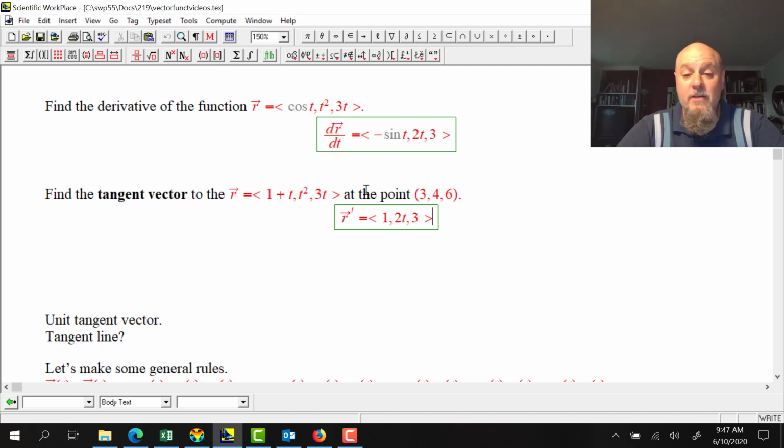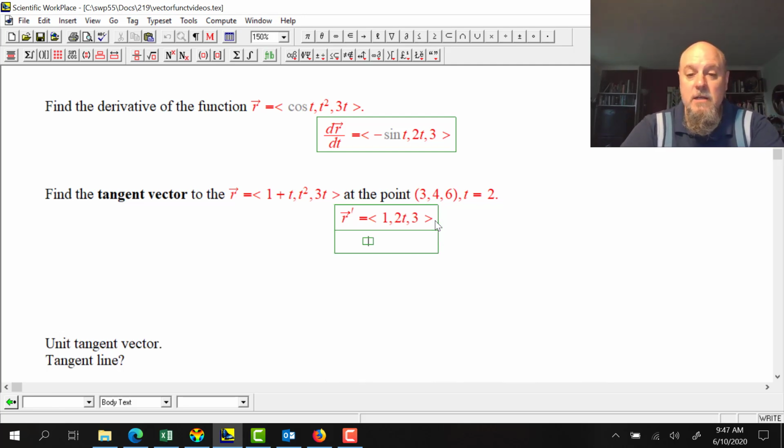We want the tangent vector at this point, 3, 4, 6. First off, this curve goes through the point 3, 4, 6, when t is equal to 2. The x component is 3, the y component is 4, the z component is 6. So saying at the point 3, 4, 6 is the same thing as saying when t is equal to 2. So now I know when it goes through that point. I have the derivative. I can just plug in t.